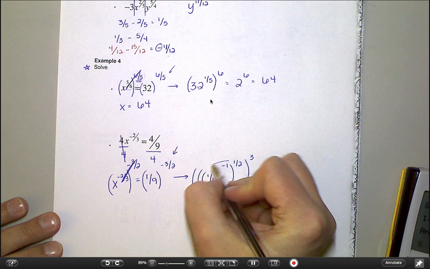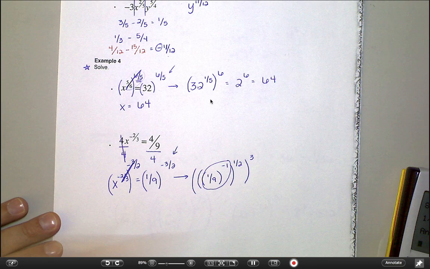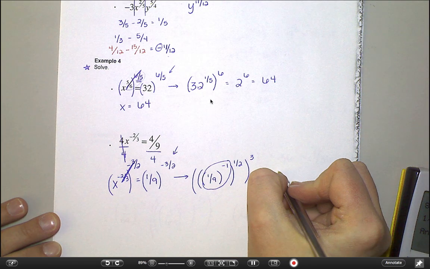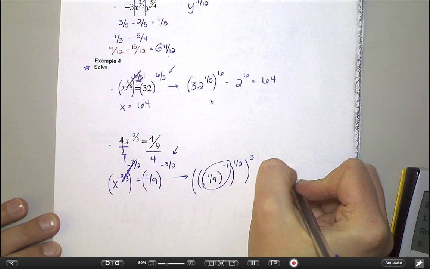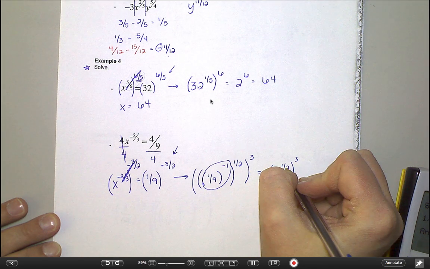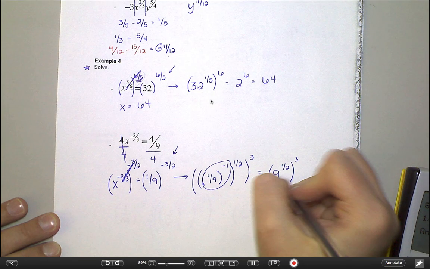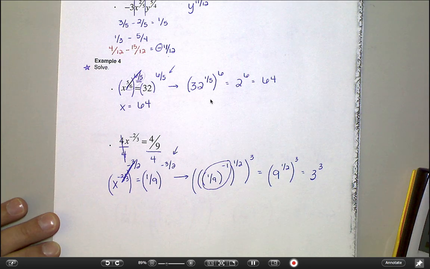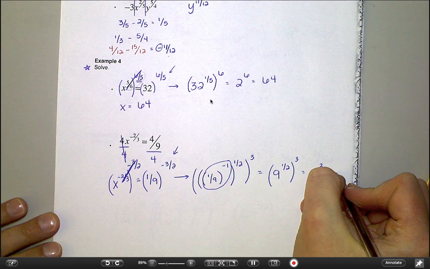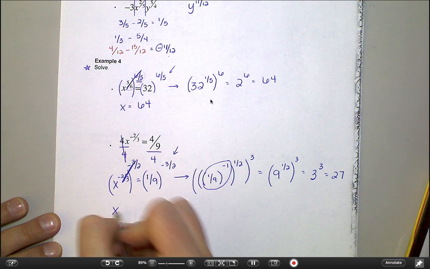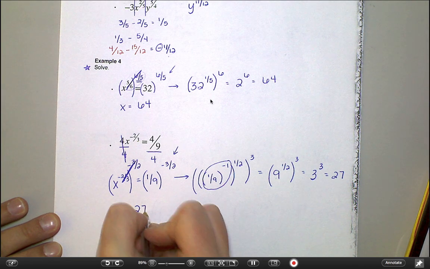So focus first on this. 1/9 to the negative 1 flips it over and makes it 9/1, otherwise known as just 9. 9 to the 1/2 is like the square root of 9, so that's going to be 3. 3 to the 3rd is 27. So what we really end up with here is x equals 27.